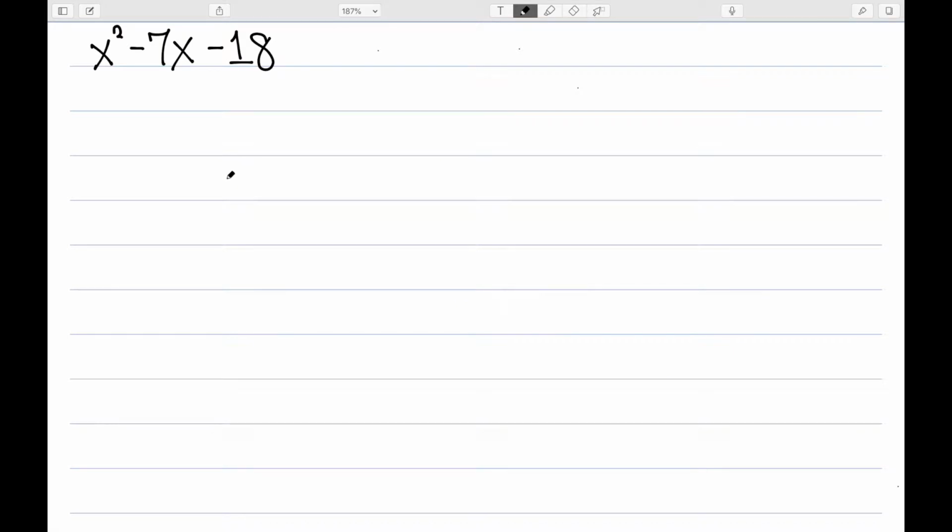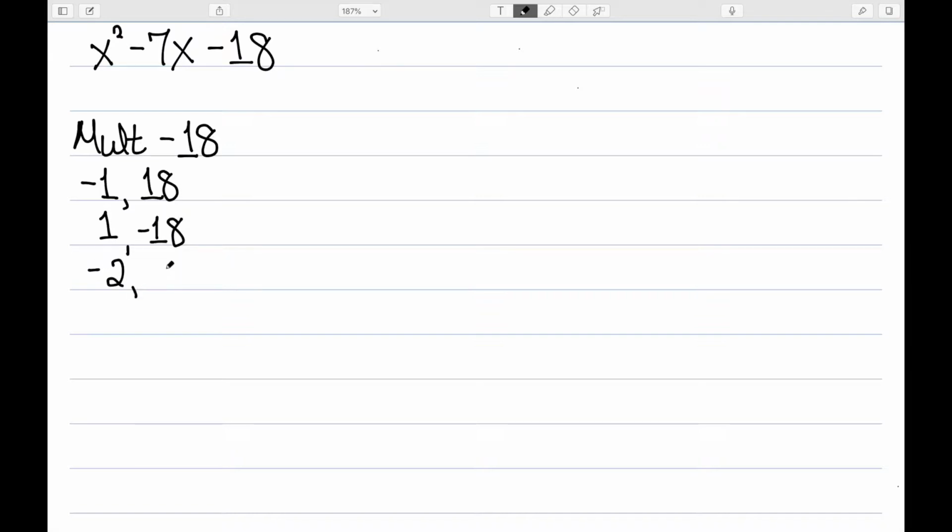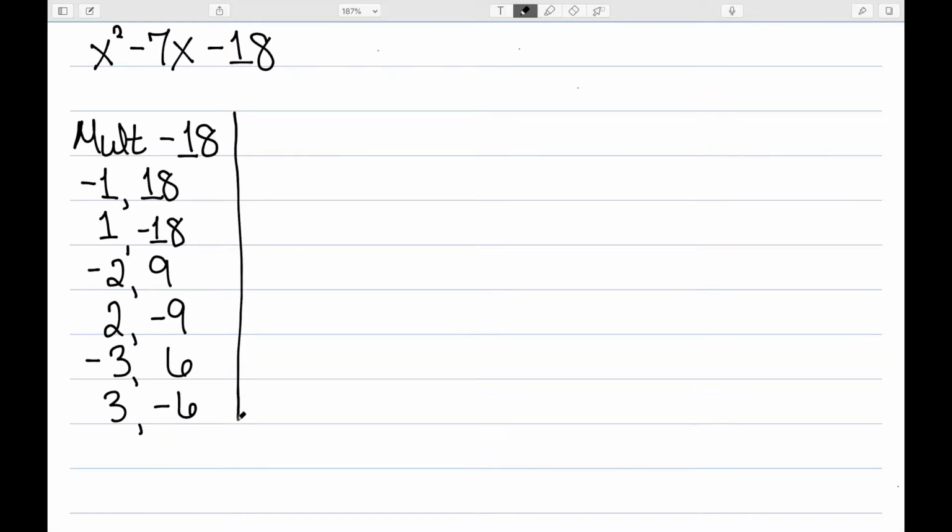The next example, x squared minus 7x minus 18. So once again, I need to find things that multiply to give us the last term, the term without any x's, the minus 18. Well, this can be done by negative 1 times 18 or 1 times negative 18. It could be done by negative 2 times 9 or 2 times negative 9. It could be done by negative 3 times 6 or 3 times negative 6. This is the extent of things that multiply to give me minus 18.